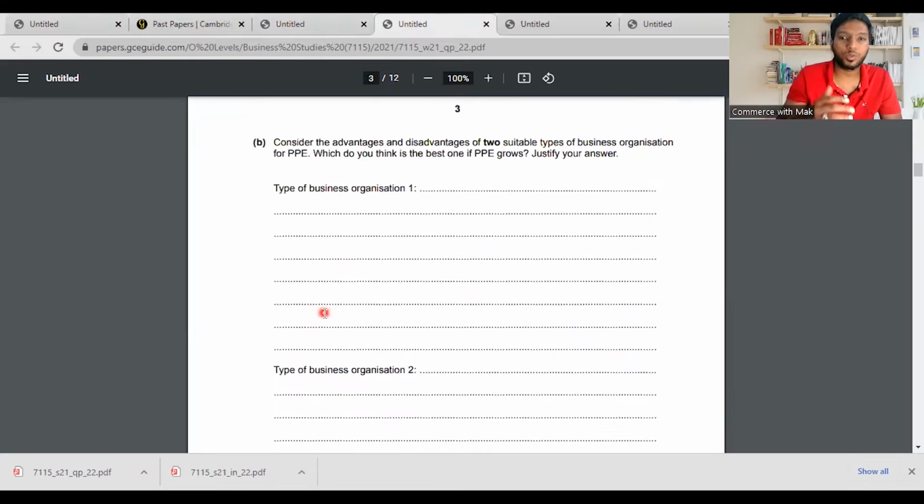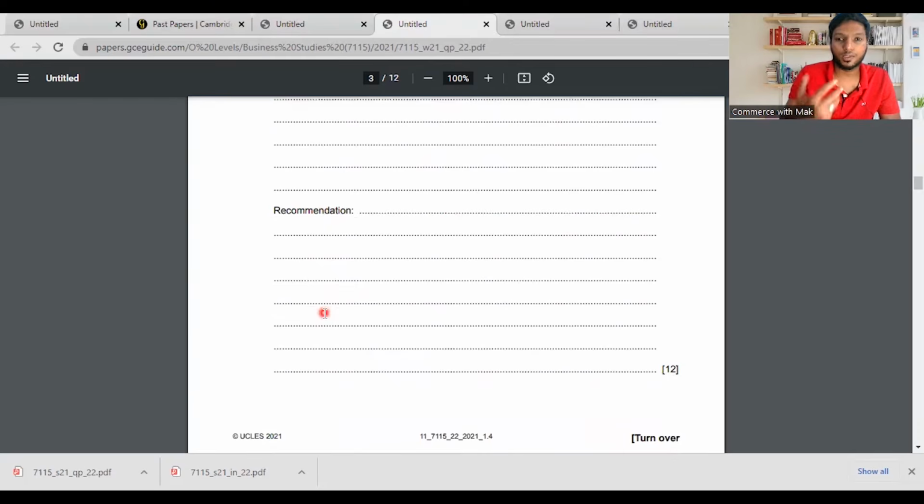They have given type of business organization 1 and type of business organization 2, and then they have given you recommendations. So for a 12-mark answer, how do we score? At least you need to give 4 points for business organization 1 and 4 points for business organization 2, and then 4 points on why option 1 is better than option 2, and why option 2 is not better than option 1. Based on your preferences, always remember when you're writing this type of question, I'll explain how to score, but to see the entire way of scoring, you need to watch the entire video, then only you will understand.